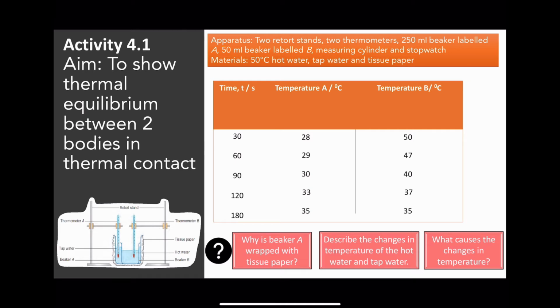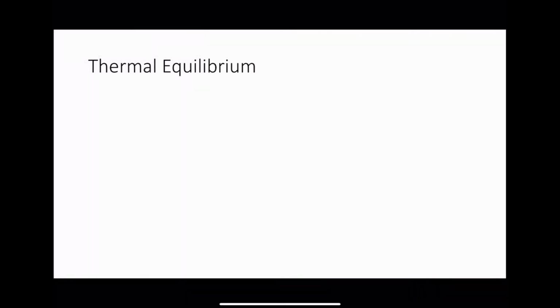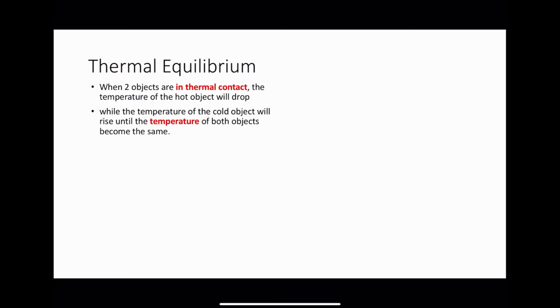Let's discuss what is thermal equilibrium to help us answer this last question. When two objects are in thermal contact, the temperature of the hot object will drop. However, the temperature of the cold object will rise until the temperature of both objects become the same. So what is thermal equilibrium? Thermal equilibrium is a condition when net heat transfer between two objects becomes zero. In other words, we say that there is no net heat transfer between the two objects that are in contact.